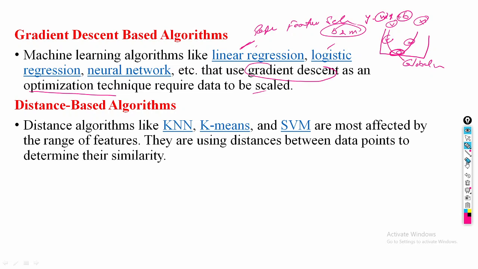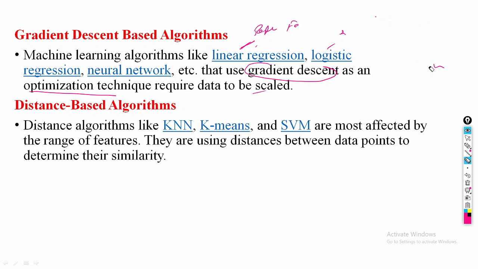Don't be confused, I will explain again. Suppose this is the gradient descent algorithm. What is the concept? This is the curve, and this is the global minimum. In linear regression, what is the formula? Y is equal to mx plus b, where m and b are the coefficients.